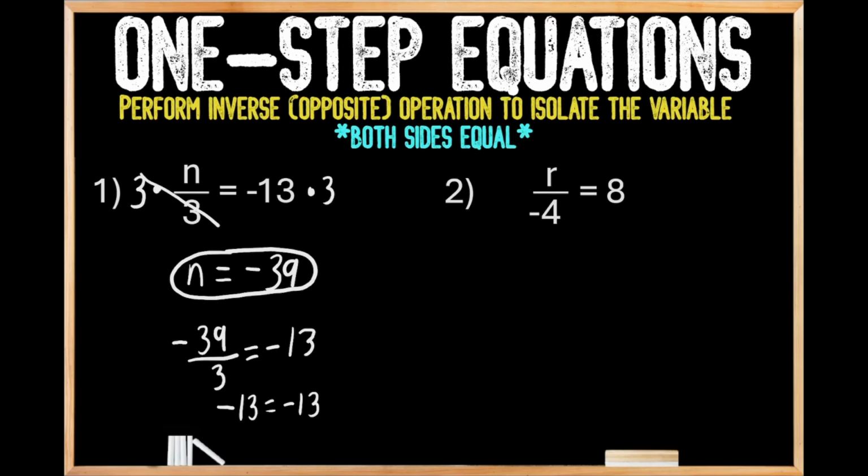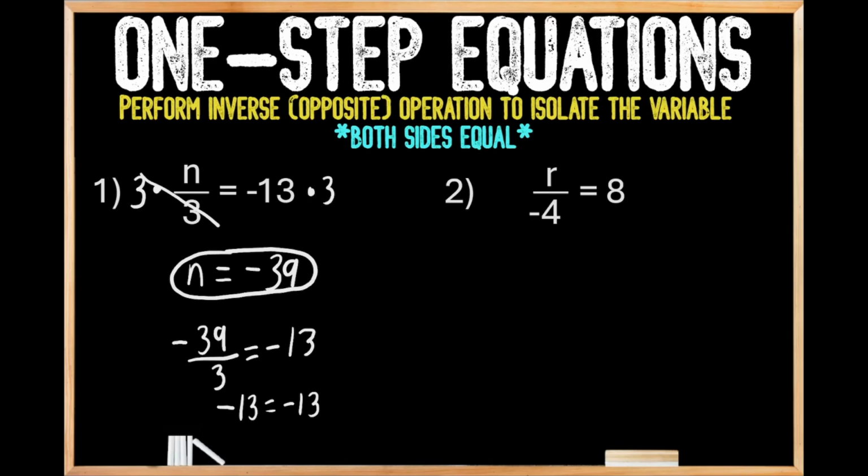Now moving on to question number 2, where this time we're being asked to solve for the value of r in the problem r divided by negative 4 equals 8. Just like with our first problem, in order for us to isolate our variable r, we're going to need to perform the inverse operation of whatever's being done to our variable. Here our variable r is being divided by negative 4, and the inverse operation of division is multiplication.